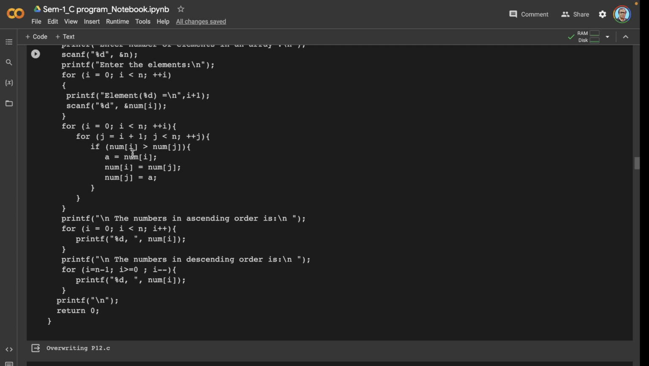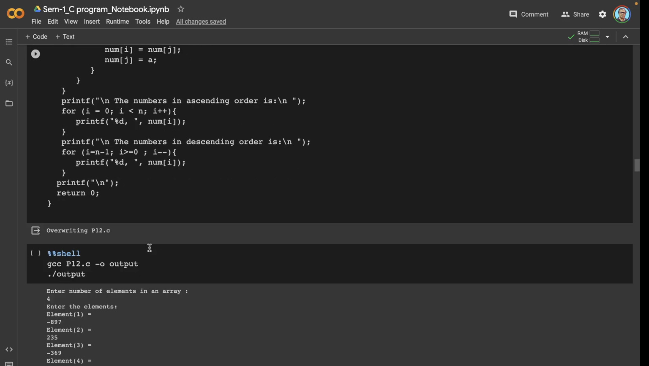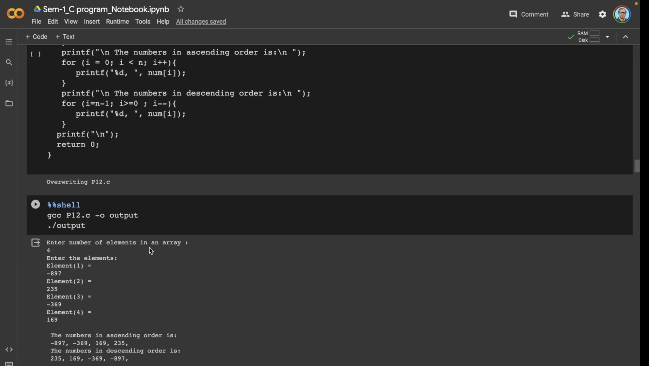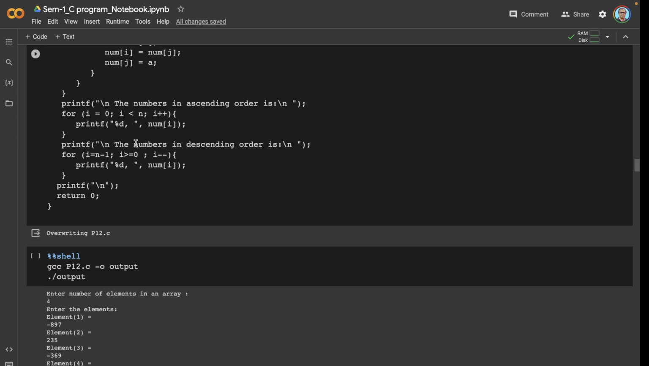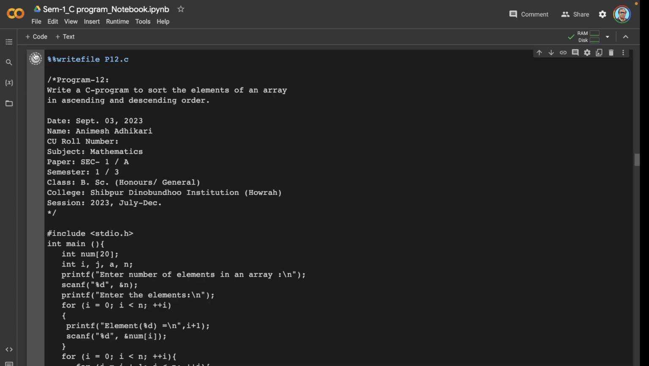This is the ascending order. So by this for loop, we get ascending order, from minimum to maximum, increasing order. And descending order means from maximum to minimum, so descending or decreasing order. The loop runs from number 0 up to n minus 1.